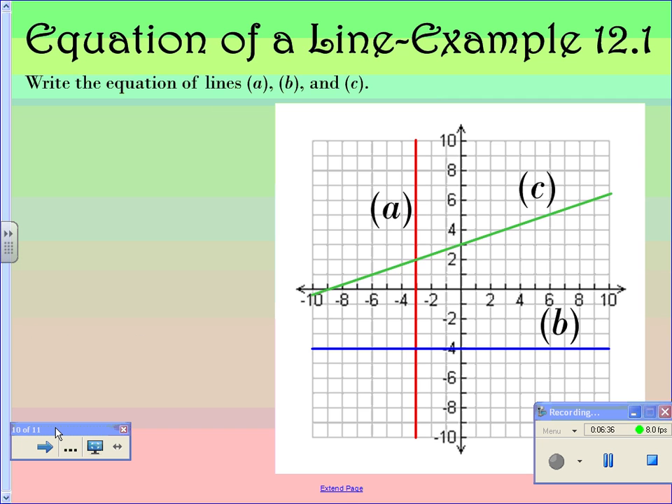All right. So we want to write the equations of these 3 lines. See if you can write them by yourself, and then we'll go over them. You do not have to copy the graph onto your paper. That would take too long. They're in the book if you want to look at them. A is the red one, B is the blue one, and C is the green one. If you can write them in y equals mx plus b form.